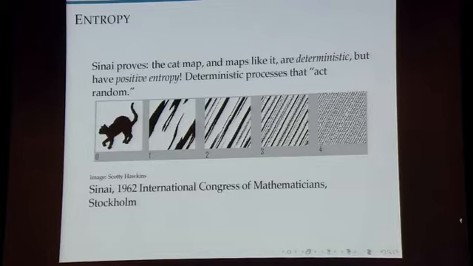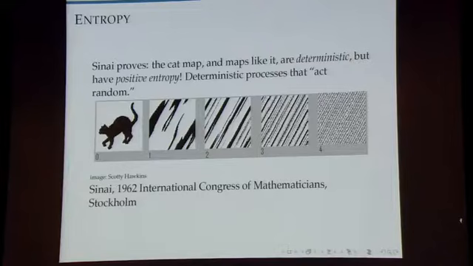Now remember, this map was completely deterministic. There were no coin flips, no random particles. You could write down an algebraic formula for this map. It's completely deterministic, and yet it behaves as if there was some randomness going on. And this discovery really changed the whole vision of what dynamics was about. In a way, one might say it's the beginning of the study of chaotic dynamics.